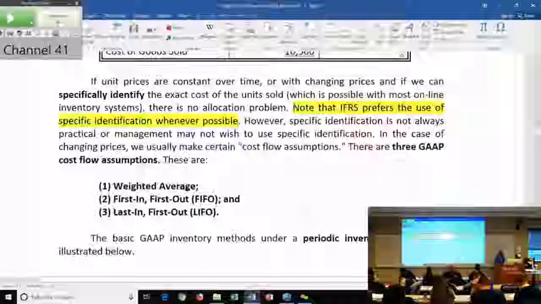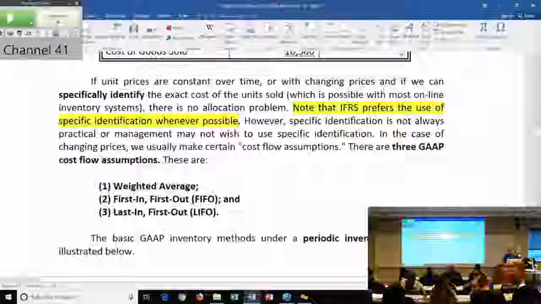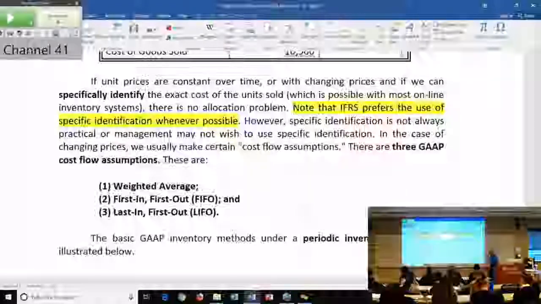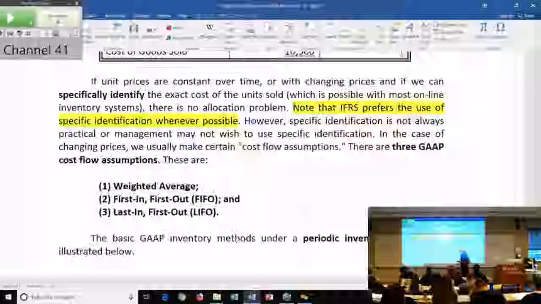But most companies will employ one of the three, and maybe all of the three, GAAP cost flow assumptions. And those are weighted average, FIFO, and last in, first out.